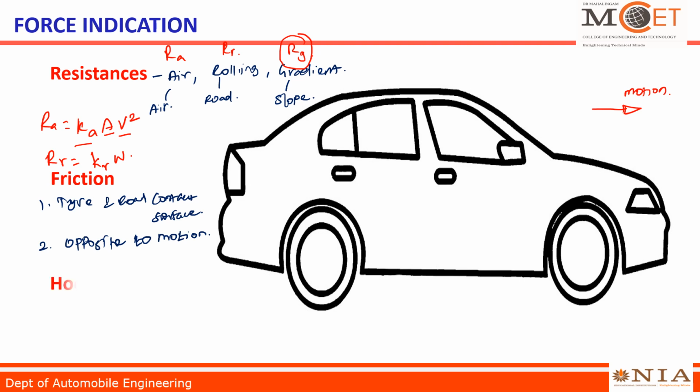Next to the frictional force, we have the hook force. It is because of the towing of a vehicle. All vehicles have tow points like this, at which we hook and tow another vehicle. Because of the hooking, this also creates resistance to the motion because of the towing.